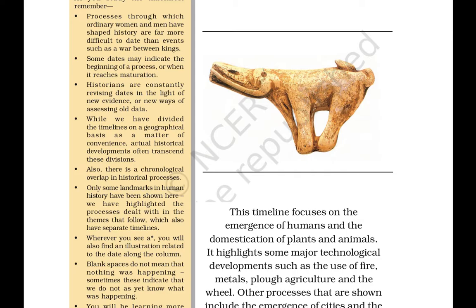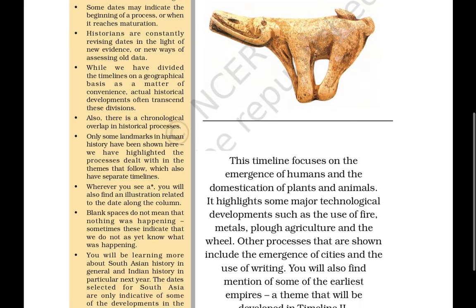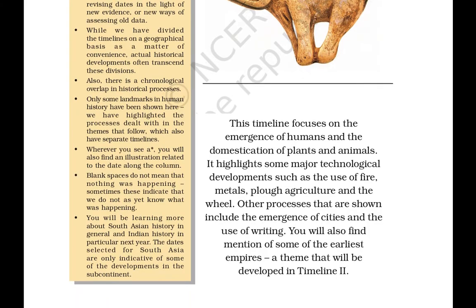Only some landmarks in human history have been shown here. We have highlighted the processes dealt with in the themes that follow, which also have separate timelines. Wherever you see a star mark, you will also find an illustration related to the date along the column. Blank spaces don't mean that nothing was happening. Sometimes these indicate that we don't as yet know what was happening.